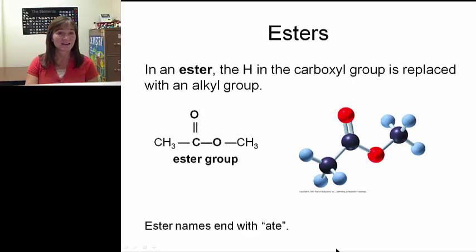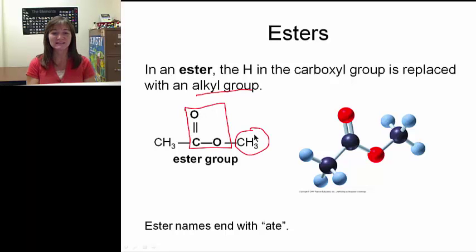So in an ester, the hydrogen in the carboxyl group is replaced with an alkyl group. Now remember, the term alkyl group just means it's a hydrocarbon group, so a grouping of carbon and hydrogens. So basically what used to be a carboxyl group, where we had the carbonyl group and then this OH, they're telling you they've taken off the H here, and so this is the part that used to be the carboxyl group, and they've replaced the H with some alkyl group. It doesn't have to be a methyl group, but they're replacing it with an R.